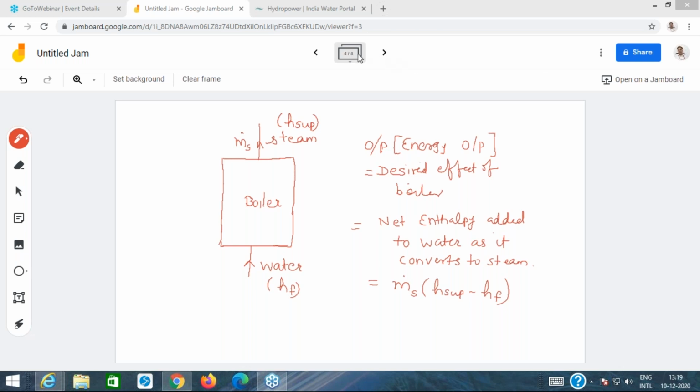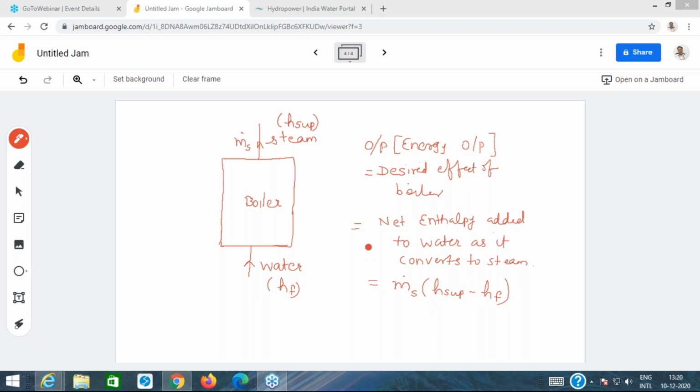Okay. Sorry for that. So what you see is I had drawn the boiler here. And it is an open system because water enters this boiler and steam comes out of the boiler. So the output of the boiler is the net enthalpy added to the water as it gets converted to steam. So the net output of the boiler is m dot s into enthalpy superheated minus enthalpy of the feed water.